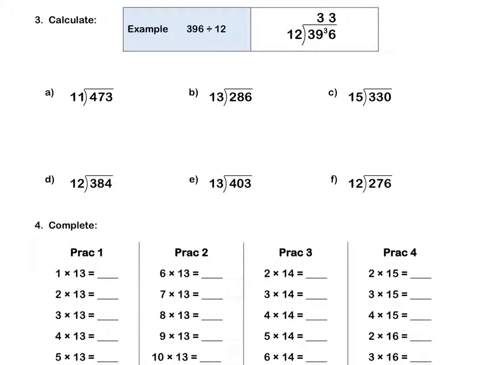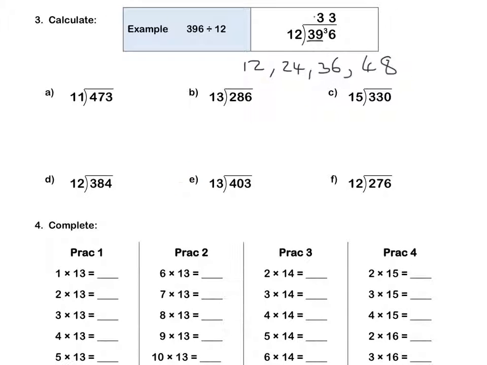Question 3. We are dividing by 12. Let's write out some multiples of 12. 12, 24, 36, 48. Now, 12 can't fit into 3, but 12 fits into 39 3 times, because 12 times 3 is 36. Therefore, the remainder is 3, and 12 fits into 36 3 times.